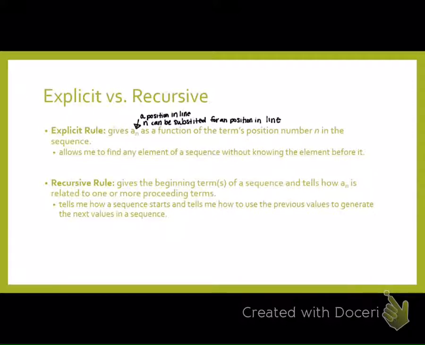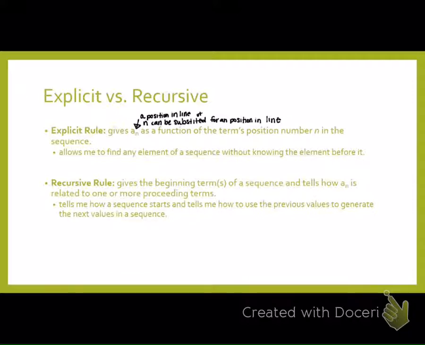That's irrelevant right now. So it allows you to find any element of a sequence without knowing the element before it. This formula is going to look very, very similar to slope-intercept form. I missed lots of letters in there. I think U and T were missed there. There they are. All right, but this is going to look very similar to slope-intercept form.